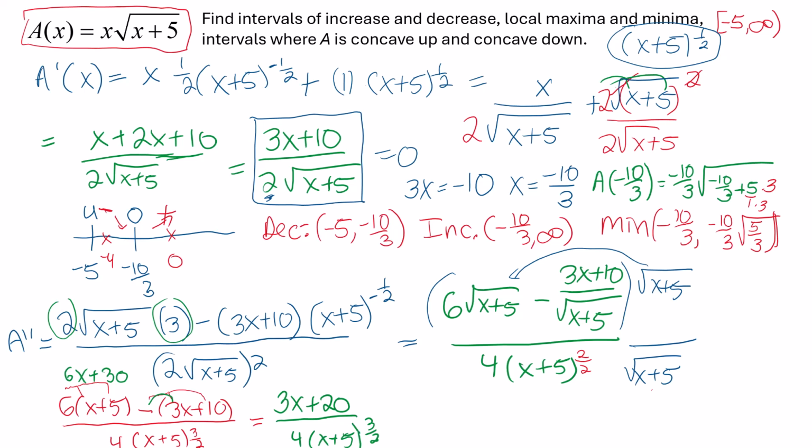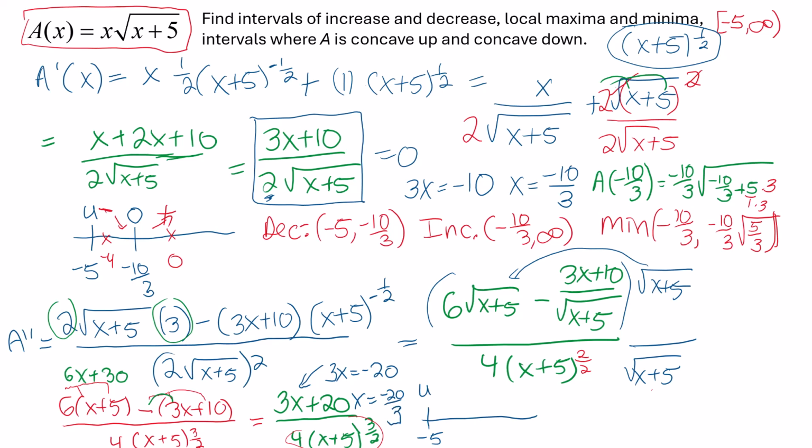And now if I'm looking for intervals for concavity, I need to figure out where that's undefined and also where that would equal 0. So first of all, it's going to be undefined, looking at the denominator, when we have negative 5. And that's where the domain starts again. So negative 5 is undefined. And then taking the numerator and figuring out when the numerator equals 0, that would be when 3x equals negative 20, or x equals negative 20 thirds.